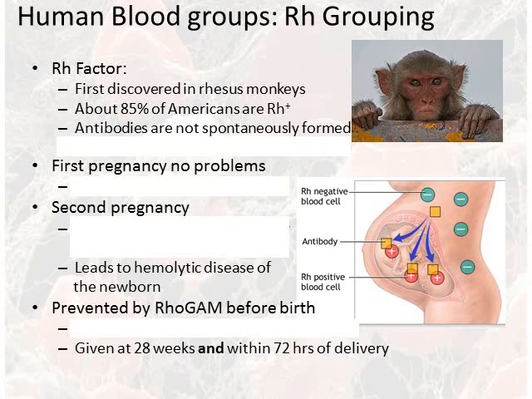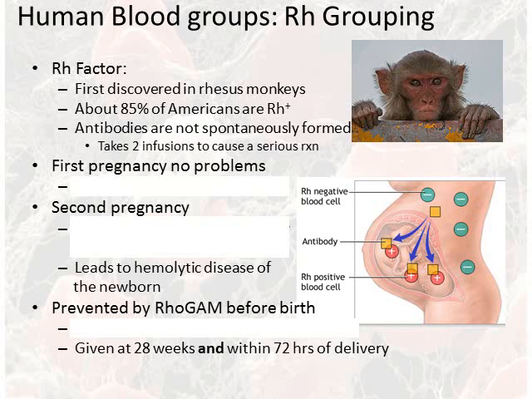The antibodies aren't spontaneously formed. So people that are RH negative does not mean that they'll have anti-RH antibodies. But if they get one infusion of the wrong type of blood, then the body will make antibodies against that type of blood. And then if they get a second one, that can lead to problems. This is also a problem with pregnancy.